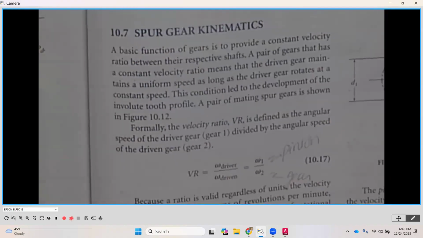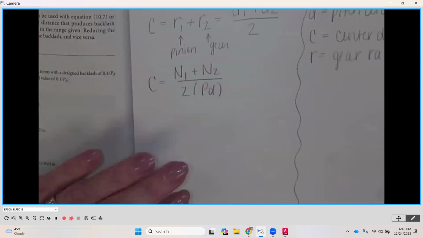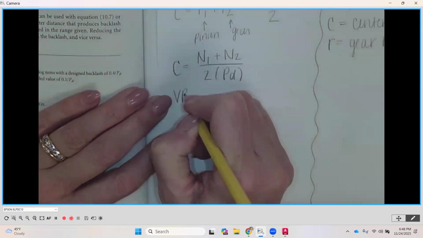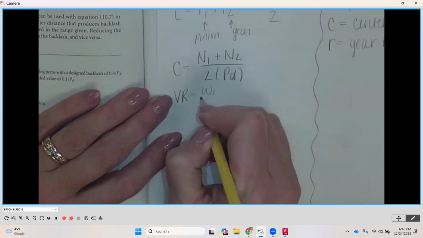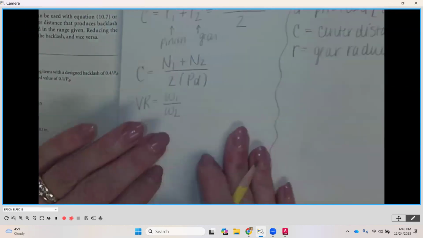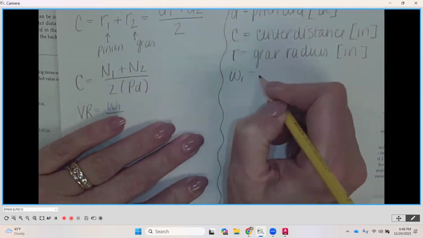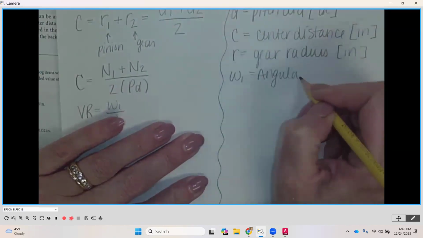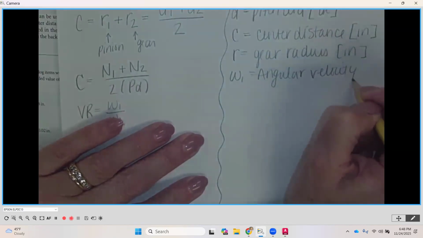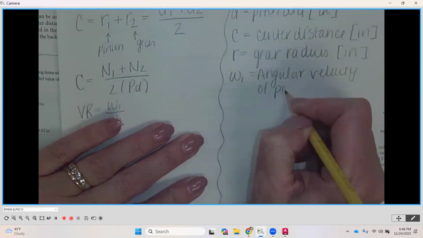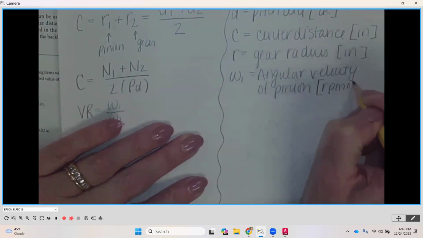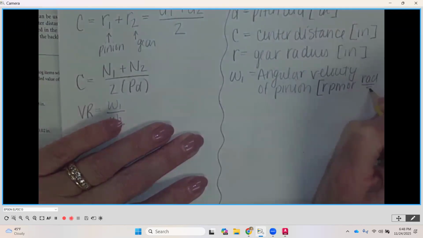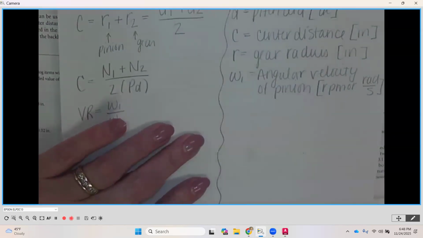So we're going to add that to our equation sheet. I'm going to zoom out a little bit, go to my equation sheet, and add velocity ratio is equal to omega 1 over omega 2. Omega 1 is the angular velocity of the pinion, and its units are going to be RPM or radians per second, as we know.